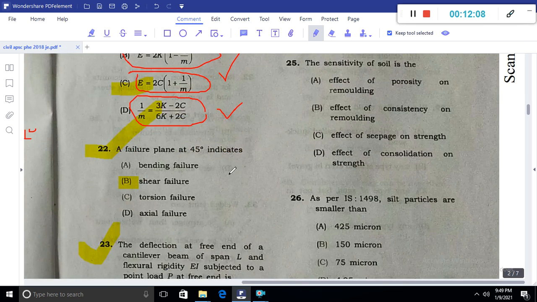A failure plane at 45 degree, the failure plane at 45 degree indicates shear failure.